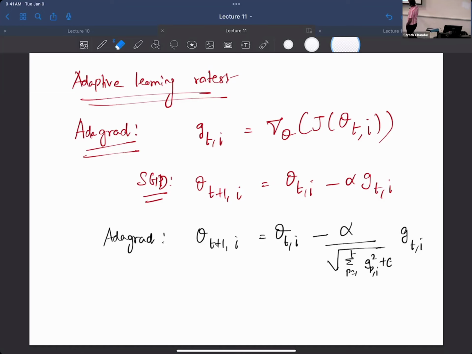So look at this denominator. Let's say you have very large gradients. Now this value is going to be very large, so you're dividing the learning rate by a larger value, and the learning rate is going to shrink. Similarly, if you have very small gradients, then the root mean square of the gradients is going to be very small. You're dividing the learning rate by a smaller value. If it is less than 1, then the learning rate is significantly increased.